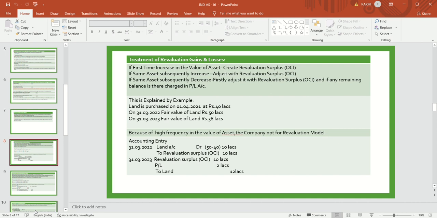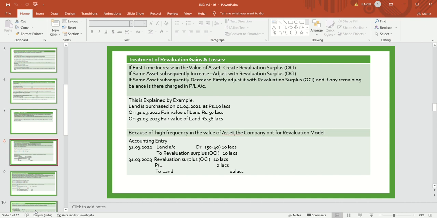So it will pass an entry like this: land account debit with the amount which is increased, that is 50 lakhs minus 40 lakhs, the differential value. That is 10 lakhs to be debited to land account, and 10 lakhs to be credited, in which account? In the revaluation surplus account. So land account debit 10 lakhs to revaluation surplus OCI 10 lakhs.